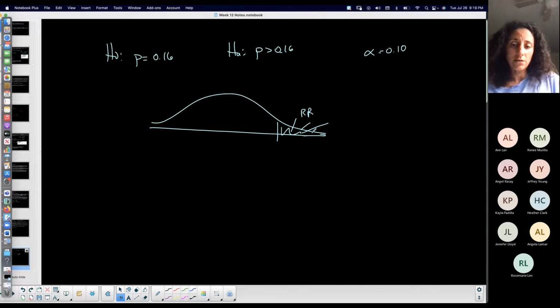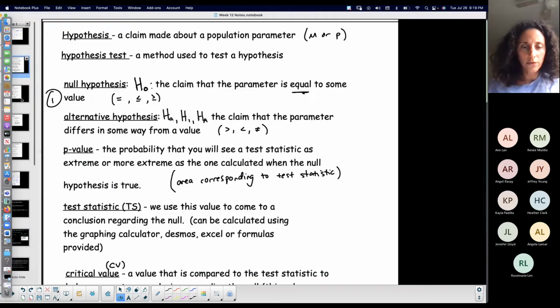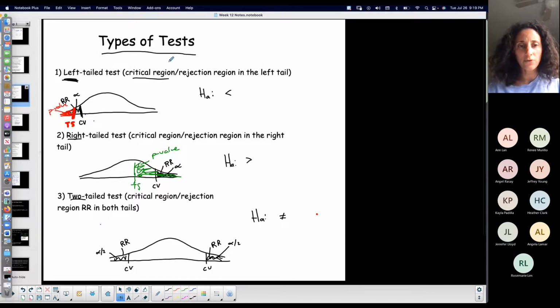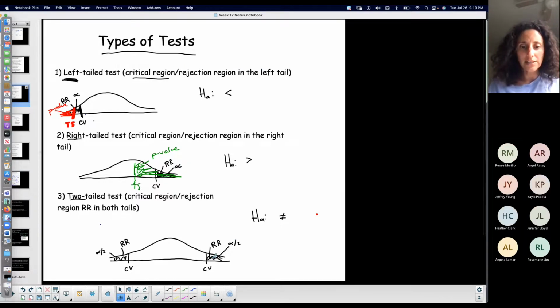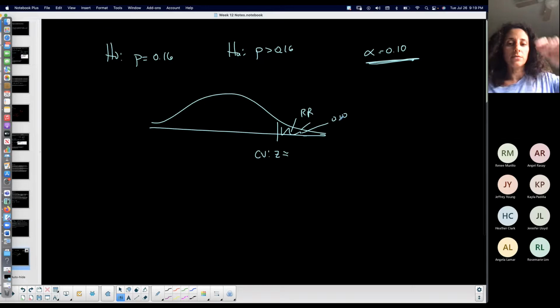How much is this area here? Do I know this area? If I want to find the critical value, do I know the area? That's your alpha. When you talk about the rejection region, the critical region, you see I always write alpha as that area. Well, if it's two-tailed, alpha over 2. So this is my alpha, which is given as 0.10.